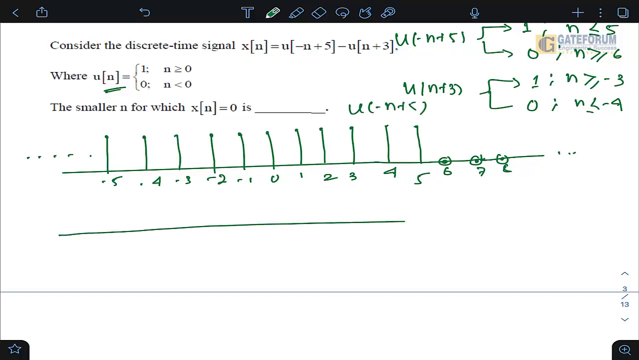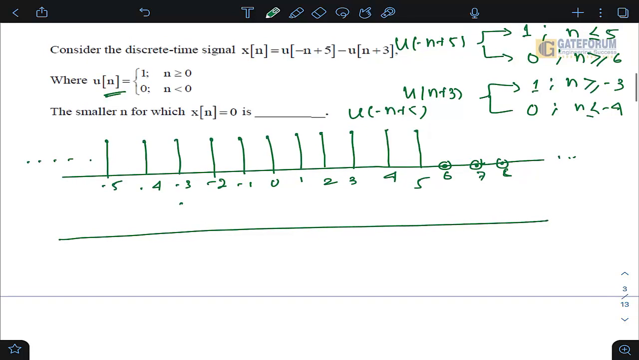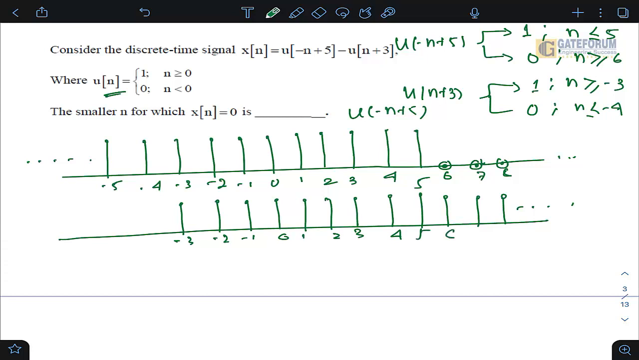Now I have to plot u of n plus 3. If I want to plot it, it will exist to the right of minus 3. So minus 3 is this one. So from minus 3 onwards, all these values are 1. This is minus 3, minus 2, minus 1, 0, 1, 2, 3, 4, 5, 6, 7, 8. So this is the waveform of u of n plus 3. And to the left of it, it is 0. So here it is 0, here it is 0. This is minus 4 and this is minus 5.